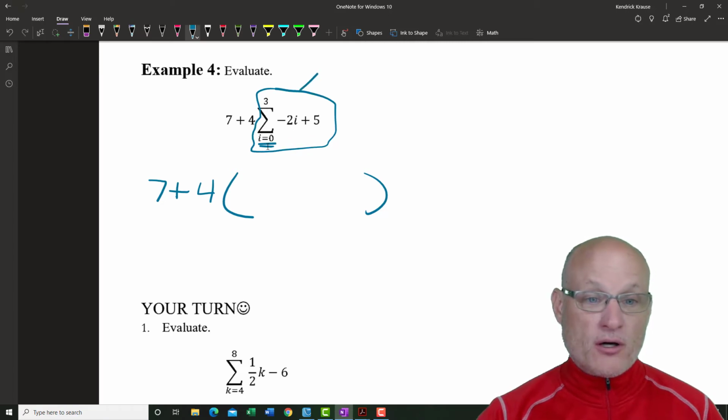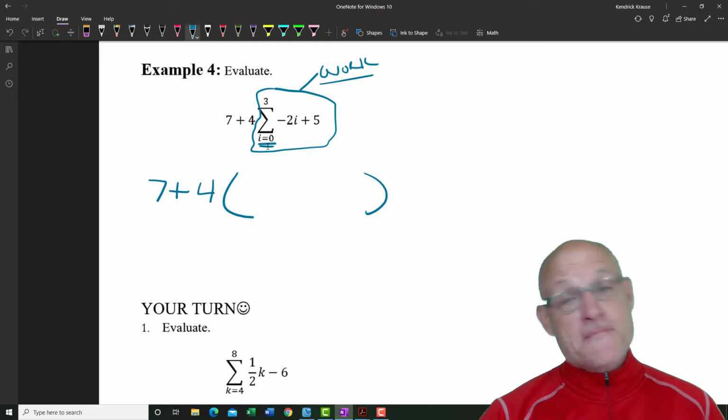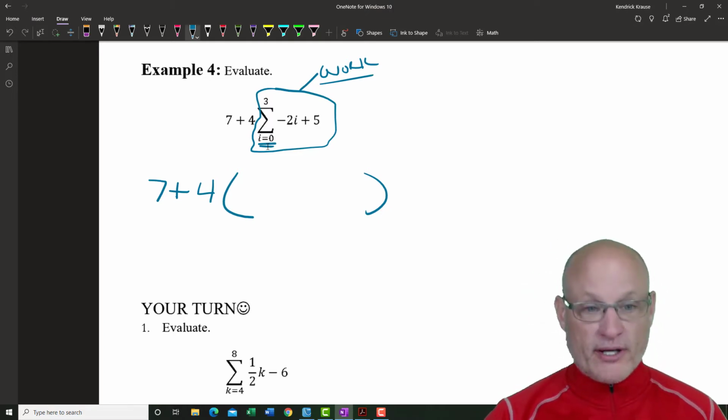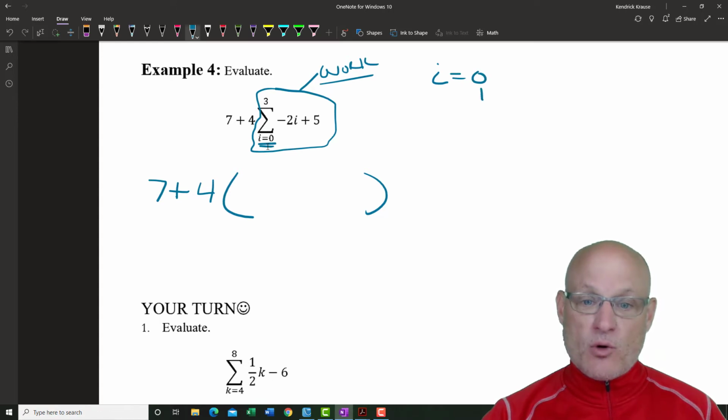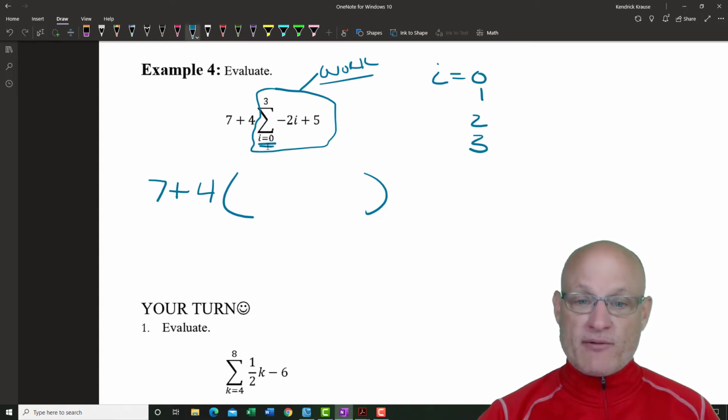So this is the work, right? You know, this other stuff's pretty simple. You got to just get this work done. And then the rest of it's kind of a no-brainer. So our I values are I equals 0, 1, 2, and 3. So we got 4 values.